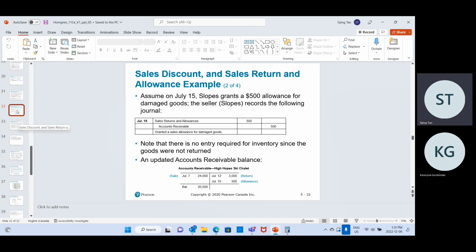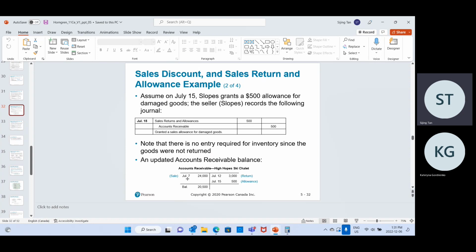Assuming on July 15th, Snopes granted a $500 allowance for damaged goods. Now the seller, Snopes, records the following journal entry. The $500 allowance decreases our accounts receivable. So we debit sales returns and allowances, credit accounts receivable. Very similar to the sales return. Note that there is no entry required for inventory since the goods were not returned. So we do not need to record the cost of goods sold, just for a sales allowance.